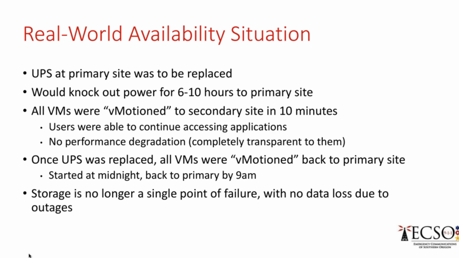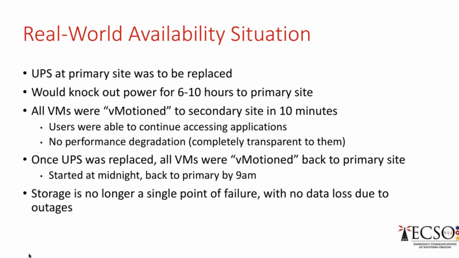Now the interesting thing is, because of the performance that they were getting from the DataCore Hyperconverged Virtual SAN, their users not only were able to continue accessing the applications, there was no performance degradation. It was completely transparent to them. Yes, the users knew that the primary site was down, and they knew that something had changed. But for the dispatchers, there was no difference in their speed of accessing their applications. They didn't have to revert back to paper or pencil or anything like that. They were able to continue doing their work.